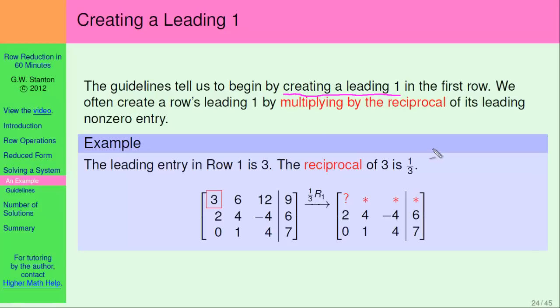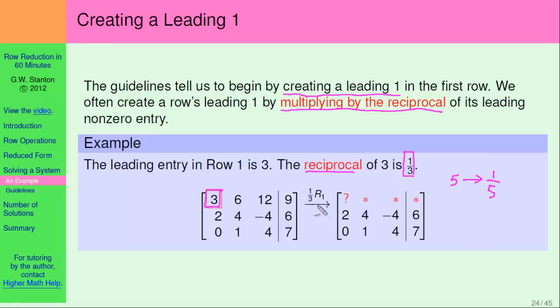Essentially, we're going to always do this in the same way. There's one exception, but we'll talk about that later. So basically, we're always going to multiply by the reciprocal of the leading non-zero entry. In our example, the leading non-zero entry in row 1 is 3, and the reciprocal of 3 is 1/3. Remember that in general, the reciprocal of a number is just 1 divided by that number. So if you have 5, for example, the reciprocal would be 1/5.